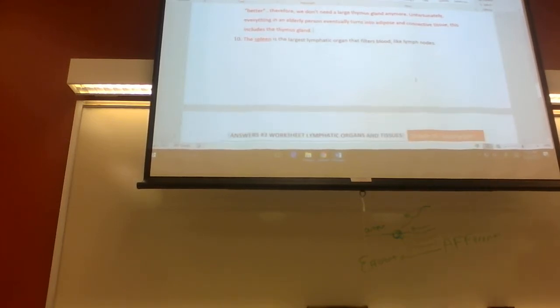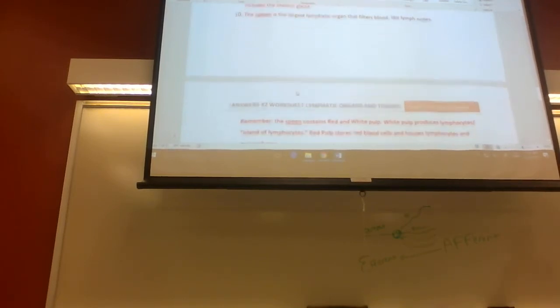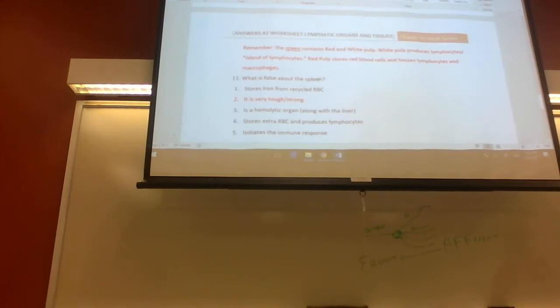The spleen is the largest lymphatic organ that filters blood, like lymph nodes, but the spleen is huge. And just remember, there's 2 portions of the spleen. There's red pulp and white pulp. The red pulp is responsible for red blood cell deconstruction and storage, and the white pulp is more for the lymphocytes. So think about red pulp, red blood cells, white pulp, white blood cells, lymphocytes. So if you see different pulp, that's what it's talking about.